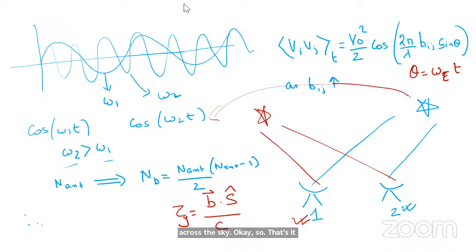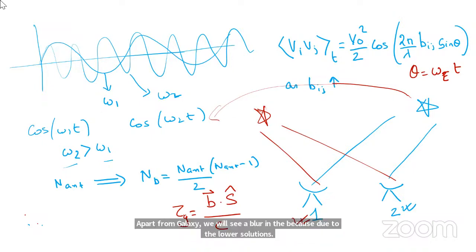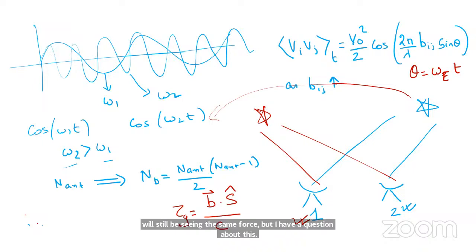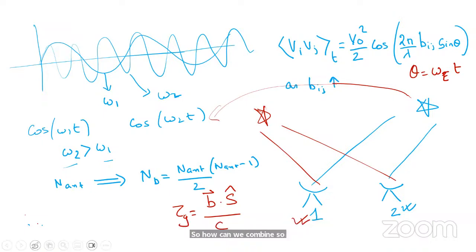Okay, sir. Sir, I have a question, sir. Good evening, sir. If we observe an astronomical source such as an FR2 galaxy using a single dish, we will see a blurred image because of low resolution. Now, when we combine similar dishes into an interferometric array, we will still be seeing the same source. But I have a question about this imaging part. Each antenna will see that blurred output. So how can we combine these blurred outputs into a high resolution output? And how can we get fringes when we are observing some jet-like structure in every antenna?